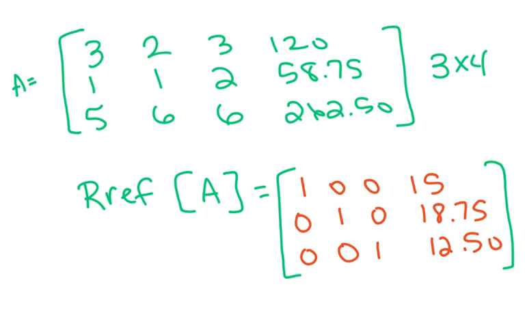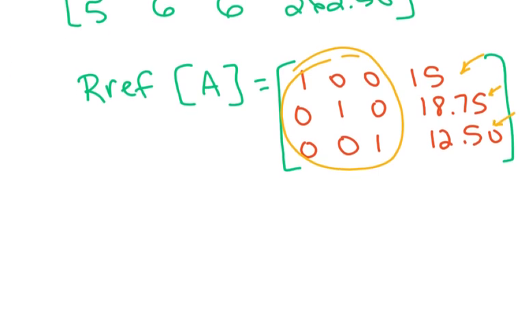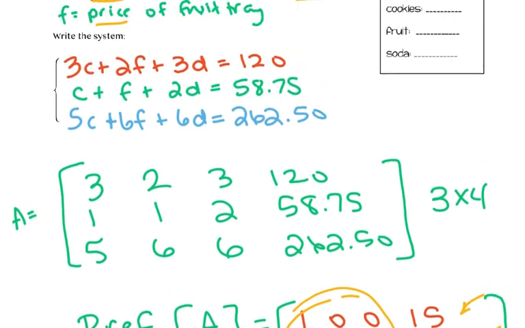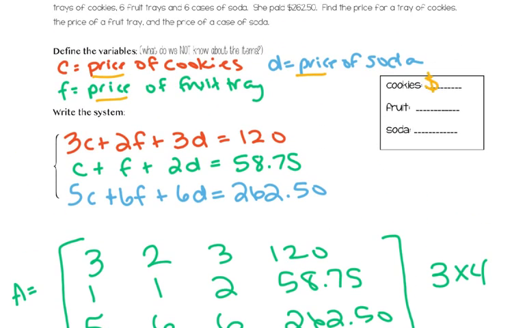The answer you should get in your calculator, you've got your identity matrix, or that part of it on the left, and then you've got your 3 items: cookies, because that was your first variable, the fruit, because that was your second variable, and then the soda, which was your third variable. So now we're able to say that the cookies were $15 for a tray of cookies, $18.75 for a fruit tray, and $12.50 for a case of soda.